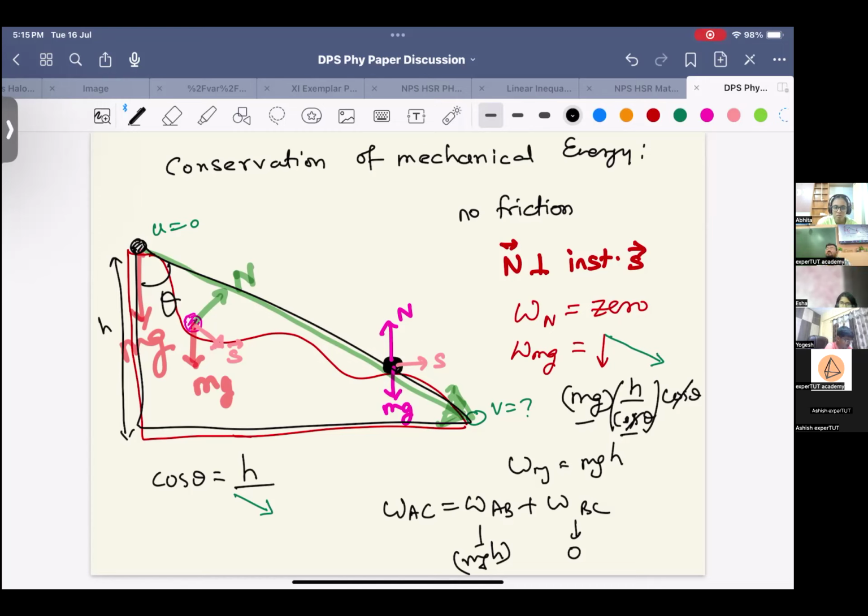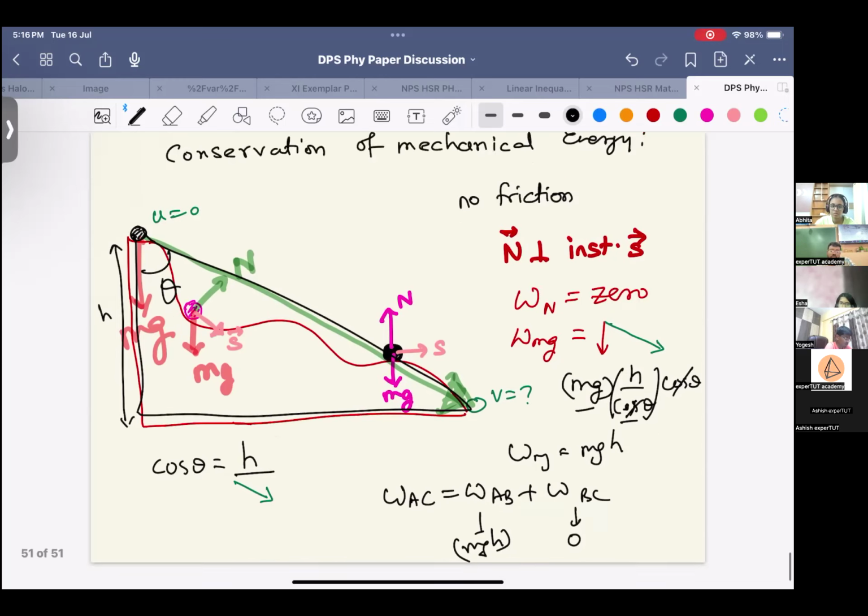Sorry, what were you asking? Because gravity is a conservative field, the path does not matter. The work done on any path is the same. It only depends on the initial and final points. Okay, so this was the concept.